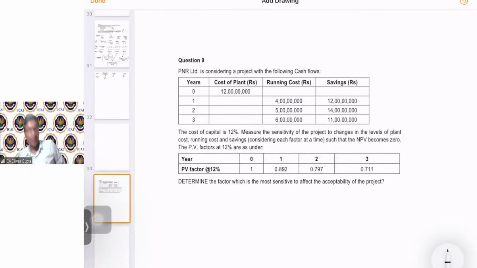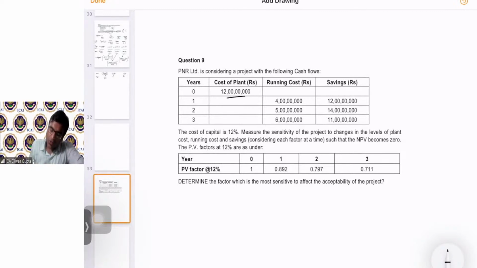That will help the readers of the financial statements to understand the provisioning better. Okay. Let's come to question number 9. PNR Limited is considering a project with the following cash flows. Now, this is a very good question, actually, very, very important and good to understand the overall concepts.